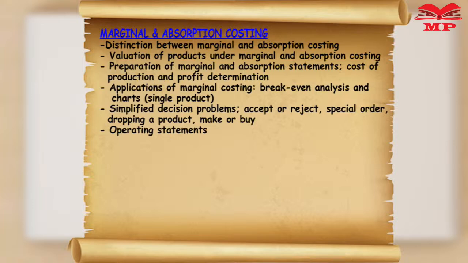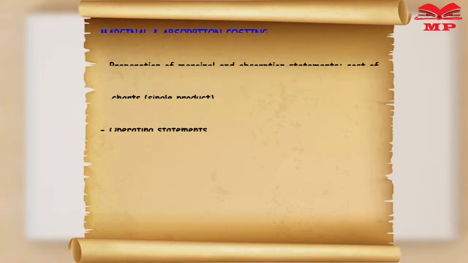Next, we have the simplified decision problems, problems like accept or reject, special order, dropping a product, make or buy. We'll be solving problems under these subsections, accept or reject, special order, dropping a product, make or buy. Then lastly, the subtopic there is operating statements. So these are the areas that we tend to cover under the topic marginal and absorption costing.